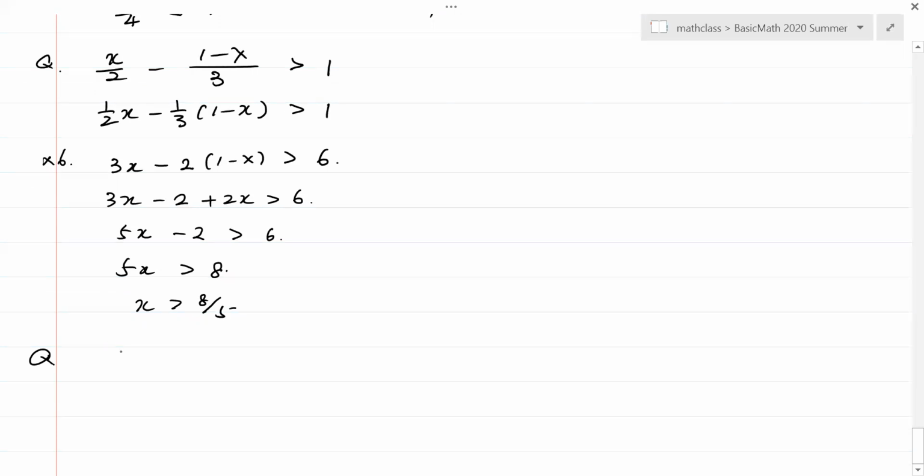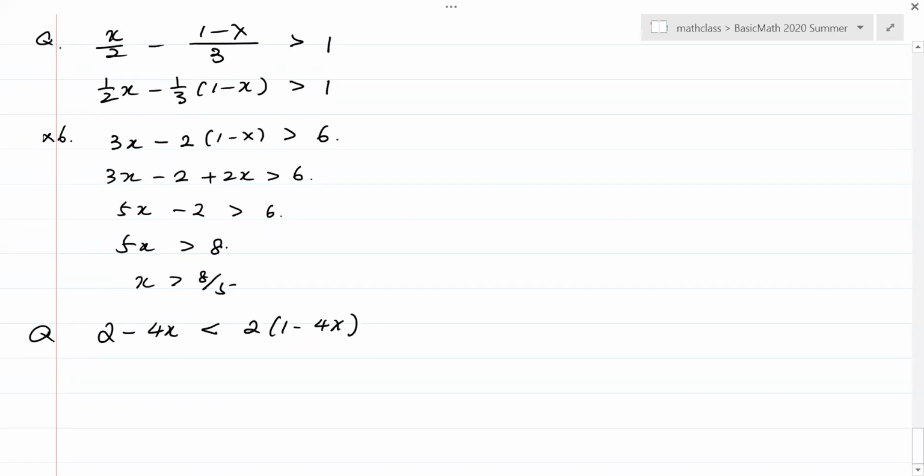Yeah, let's take a look at another one. 2 minus 4x is less than 2 times 1 minus 4x. Right? Well, it's a very similar problem, right? So it's 2 minus 4x less than 2 minus 2 times negative 4, which is negative 8x.